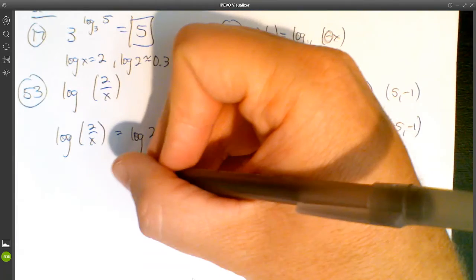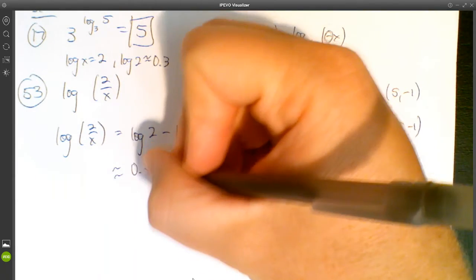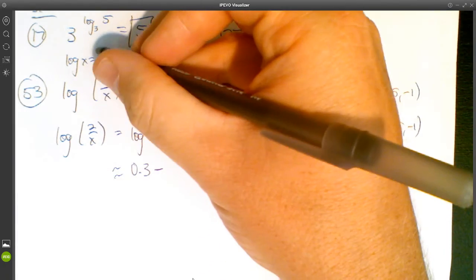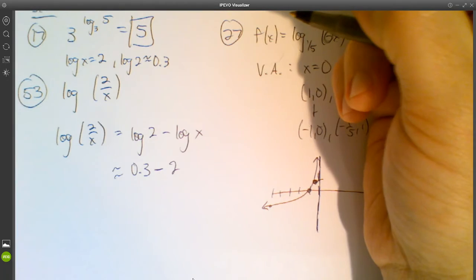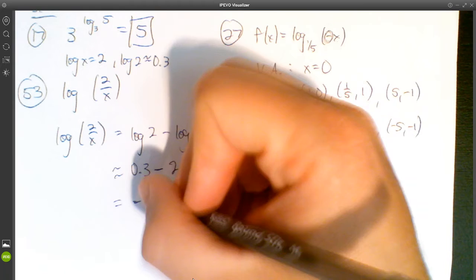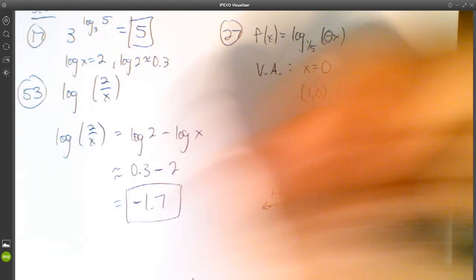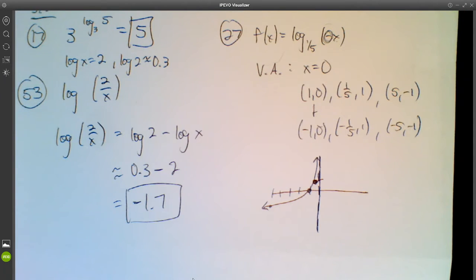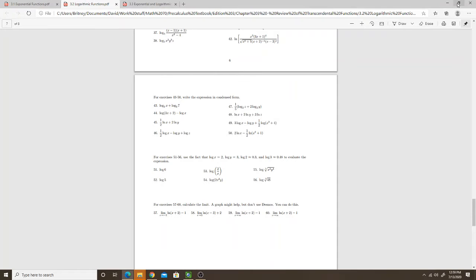Log of 2 is about 0.3, and log of x is 2. So 0.3 minus 2 is like negative 1.7. Right? So that would be it for 53. 55 is a little bit more involved than that. Maybe I'll do 54 in the hopes that you can do 55 on your own.